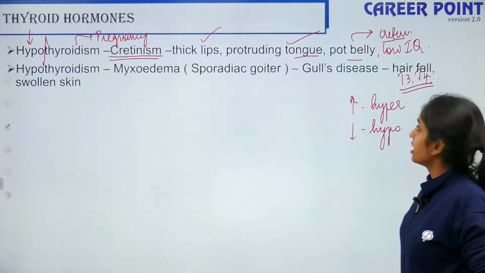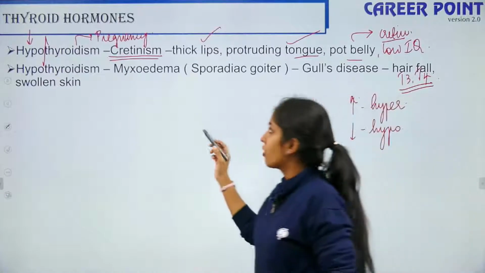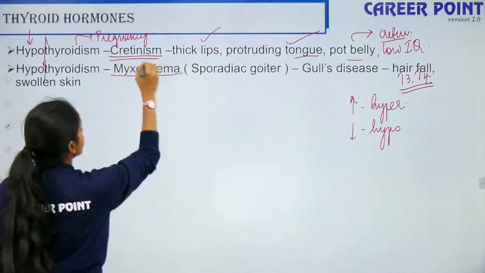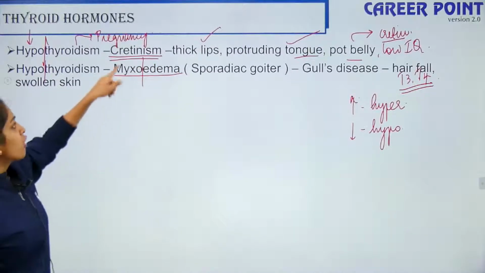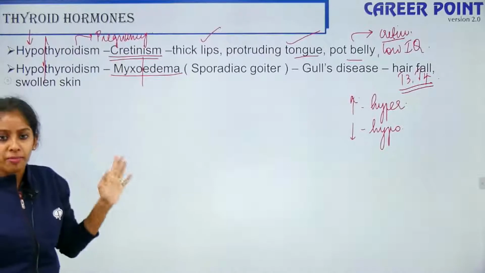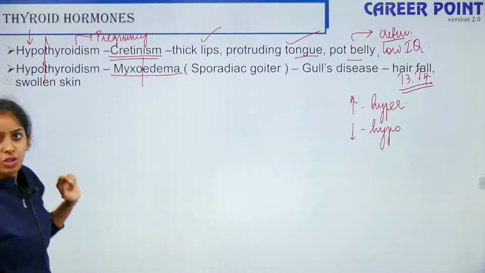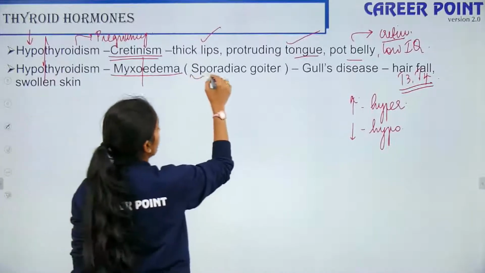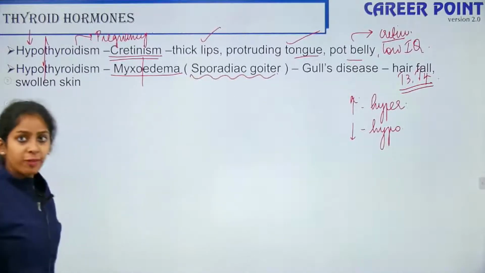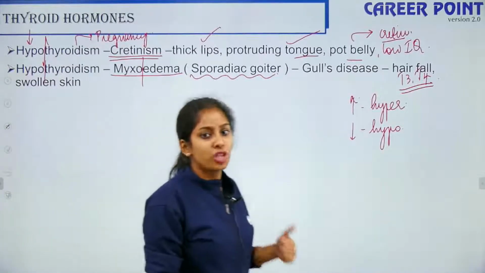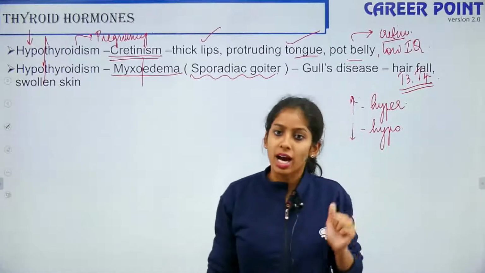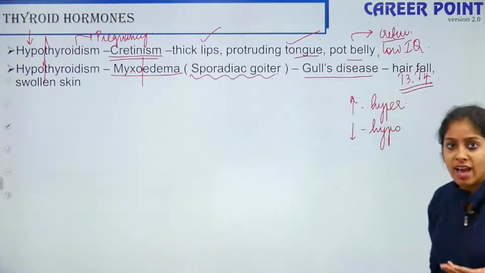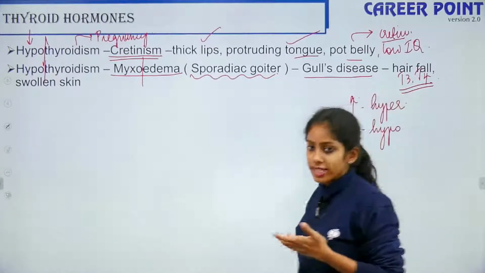Fine. So the next one, hypothyroidism in case of normal adults, is called myxedema. The previous one was in case of pregnant women. In normal adults, when you have decreased secretion of thyroid, it is known as myxedema. It is also known as sporadic goiter. Sporadic goiter is sometimes genetic. It moves from one generation to the other. It is also known as Gull's disease. Here you have hair fall, swollen skin, all that will happen.